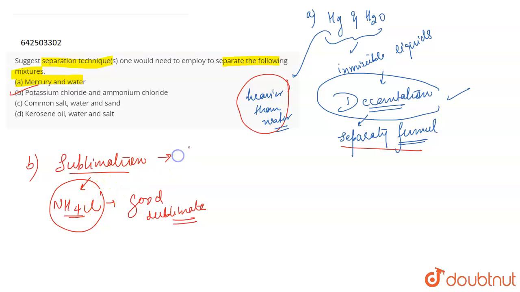So what is sublimation actually? Sublimation is the direct conversion of a solid state into a gaseous state. So a solid vaporizes. That process is what we call sublimation.